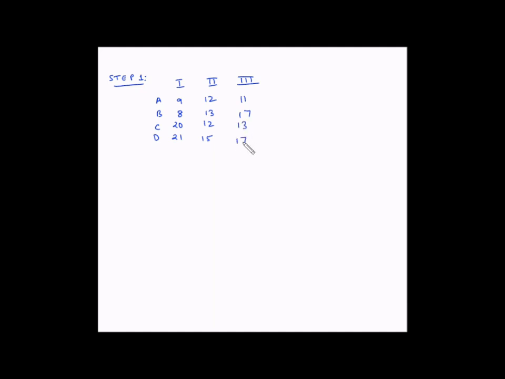Now, since this is an unbalanced problem, we'll have to add another column to make it balanced. So let's add column number 4 here, and we'll assign 0 hours to this column. So let's put zeros for all the tasks.